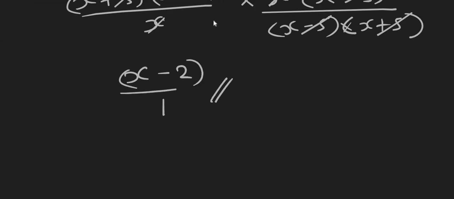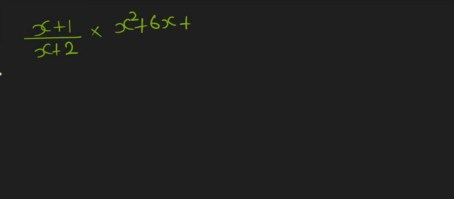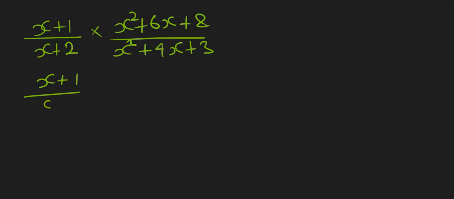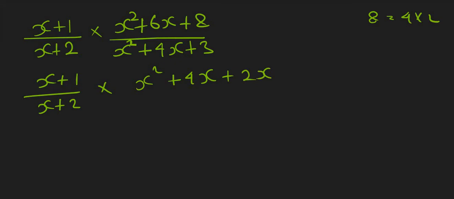Let us consider another example. Look at this example. x plus 1 divided by x plus 2 multiplied by x squared plus 6x plus 8 over x squared plus 4x plus 3. Now, first of all, like I said earlier, we have to factorize both the numerator and the denominator of the second fraction. We know 8 can be factorized as 4 into 2. Therefore, we can write x squared plus 4x plus 2x plus 8.